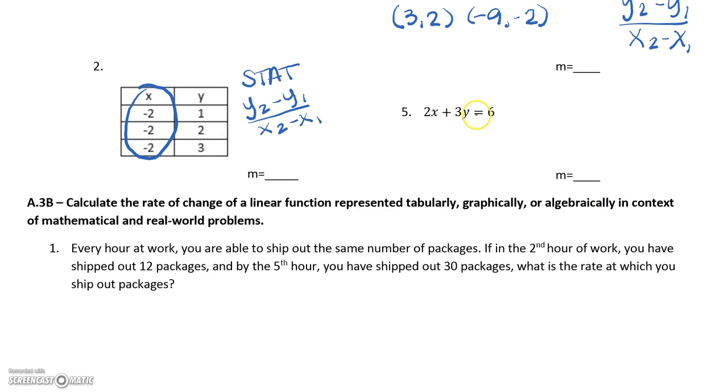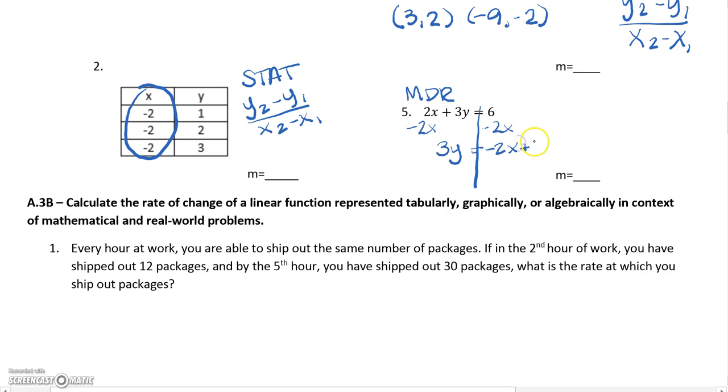And then on number 5, first you need to solve for y, so we'd have to use MDR. So you'd subtract 2x, and that would give you 3y equals -2x plus 6. So that's our move step. Now we divide by 3. And then reduce, and we'd have y equals negative 2/3 x plus 2. And now you just have to find the m value by using mx plus b. So decide which one is your m value.